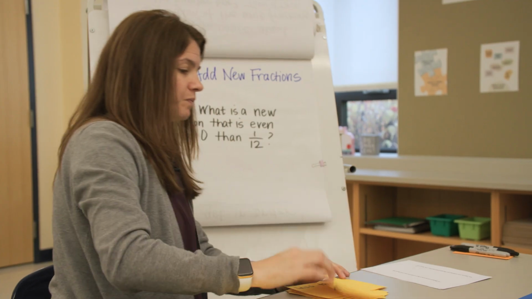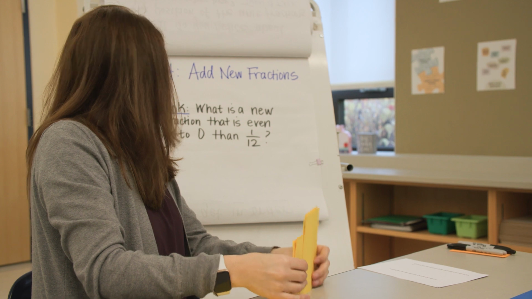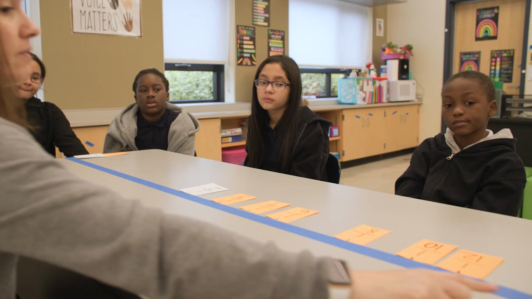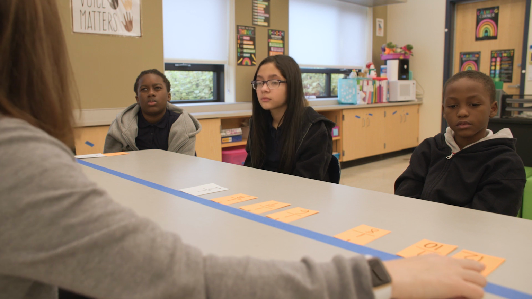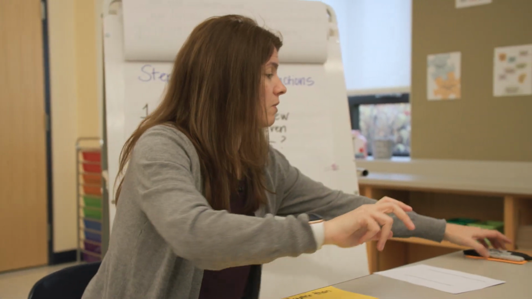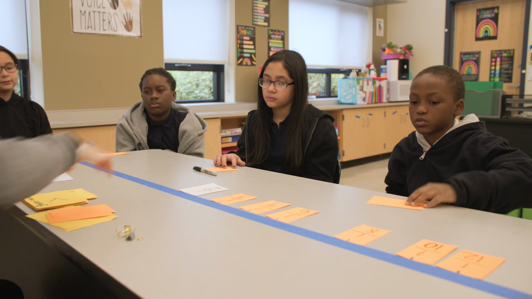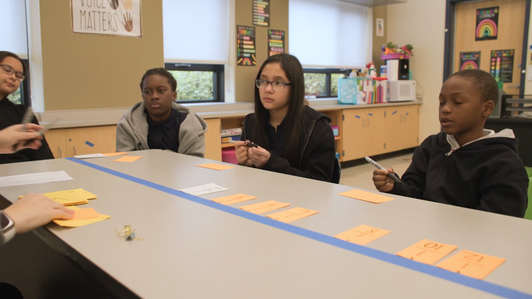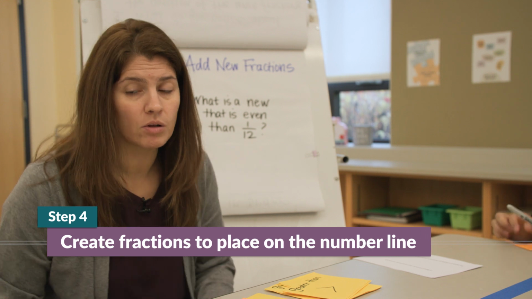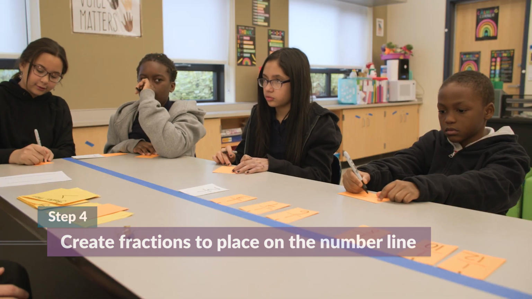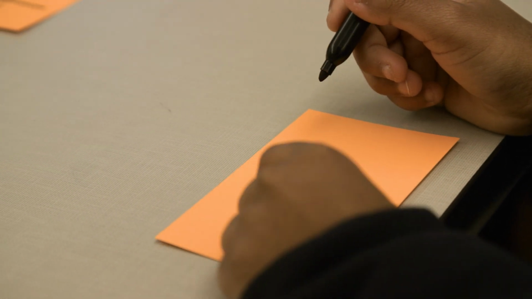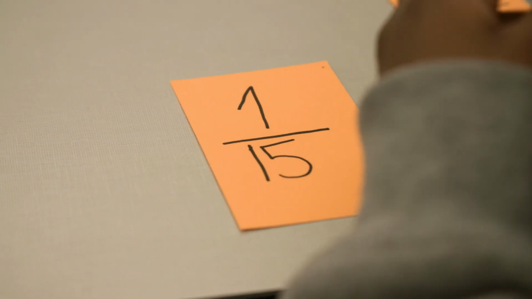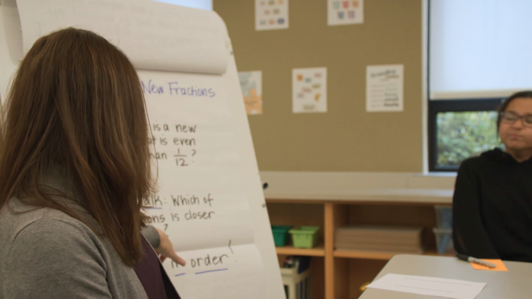Okay. And I'd like for you to create a unit fraction that is even closer to 0 than 1/12. So think about that for a moment. Go ahead and write down your fraction that you're thinking of that's even closer to 0 than 1/12. You can just put your cap on your marker and leave it on the table once you're done. We're just going to go around the table and we're going to share our fractions. And while we're sharing, I want you to be thinking about which of our fractions we created is going to be closer to 0 and how you know.